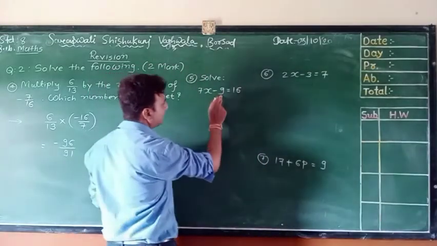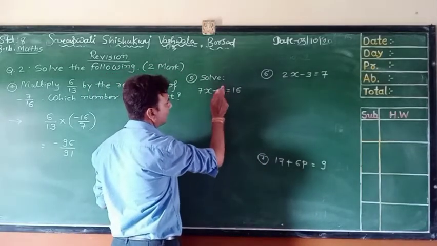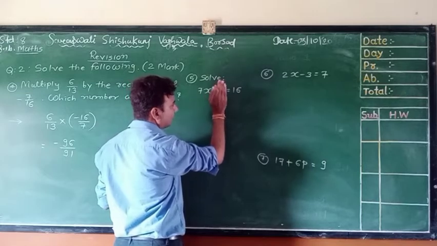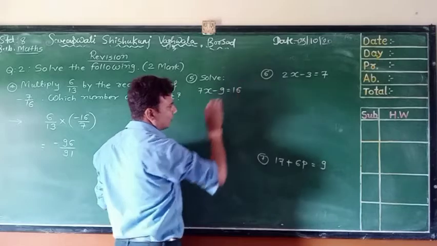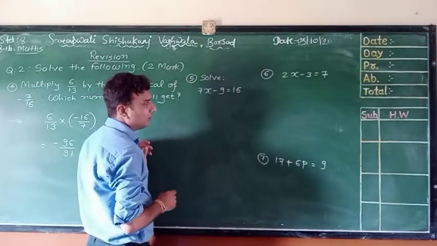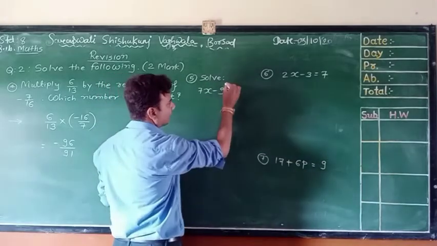See, this minus 9. First we will remove this minus 9. So that means, in short, we have to transfer this minus 9 to the right side. So its sign will be changed. Minus will become plus.